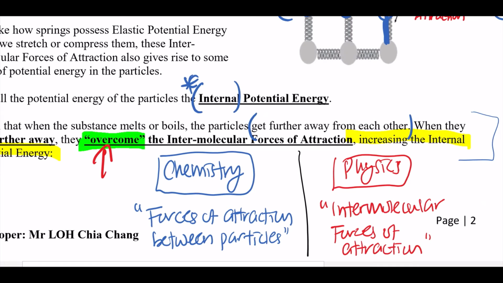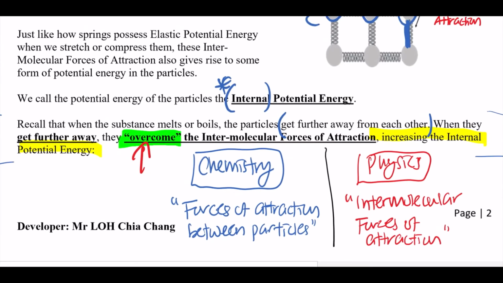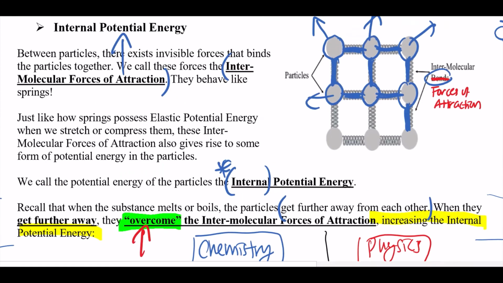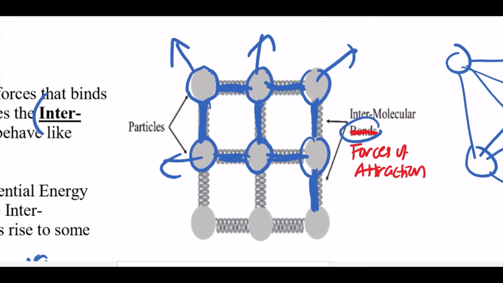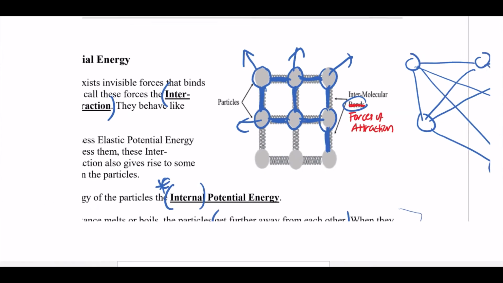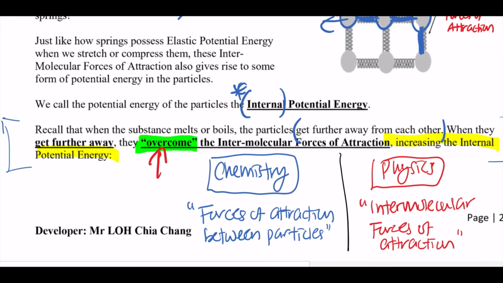As a result, the internal potential energy increases. So I repeat myself again. During the change of state, you have melting or boiling. What happens is the particles move further apart from each other, and as a result, they try to overcome the forces of attraction, and this gives rise to the increase in internal potential energy.